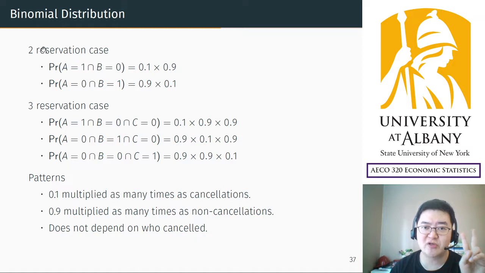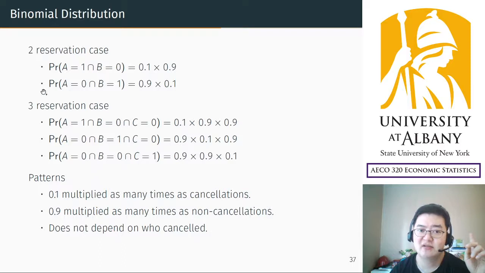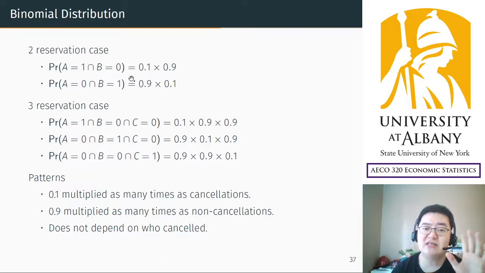When you have 2 reservations and only one of them is canceled, then we have to think about 2 outcomes like this. When there are 3 reservations and one of them is canceled, we have to think about 3 outcomes. And basically the probability is easy to calculate because we assumed independence. So A and B are independent, so simply you can multiply the probability of each reservation.